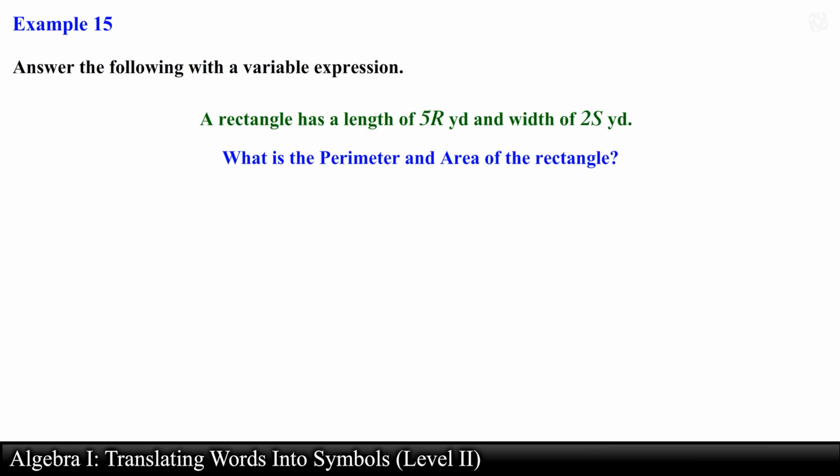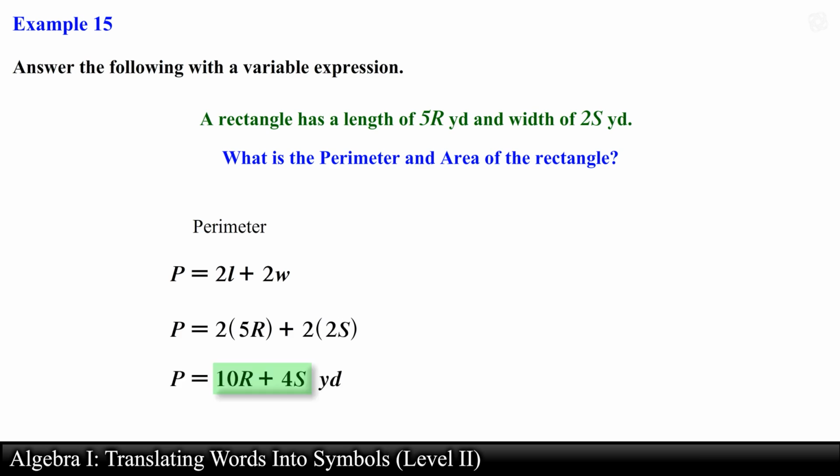A rectangle has a length of 5r yards and a width of 2s yards. What is the perimeter and the area of the rectangle? To find the perimeter of the rectangle, we use the formula P equals 2L plus 2W, or just add all the sides of the rectangle. So using the formula and simplifying the expression, we have that the perimeter is equal to 10r plus 4s.